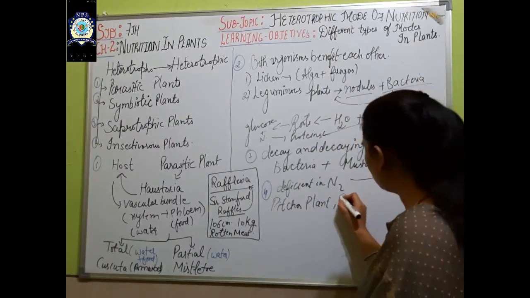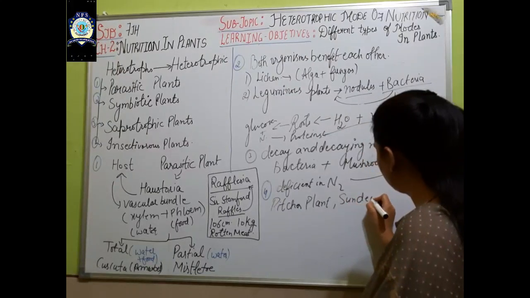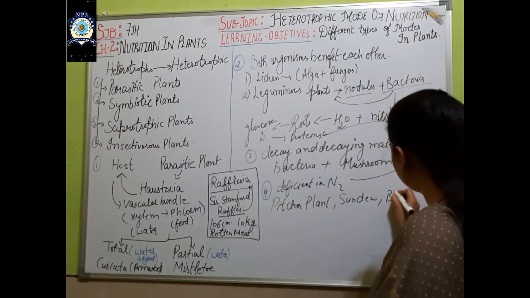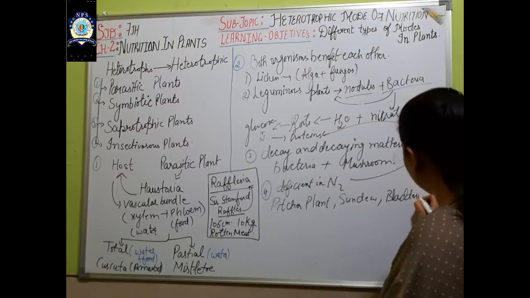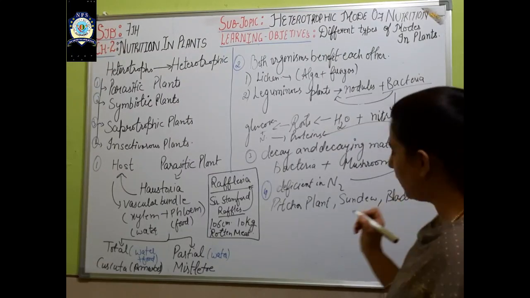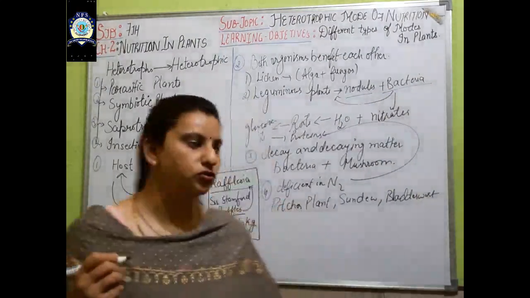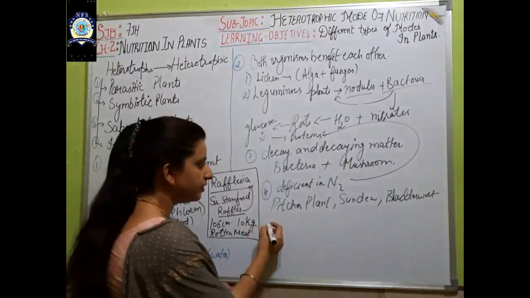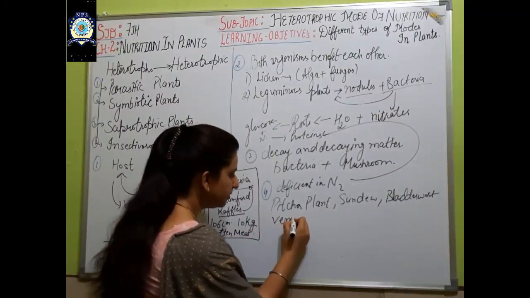then sundew, bladderwort, and one more example if you want to write, then it is Venus flytrap.